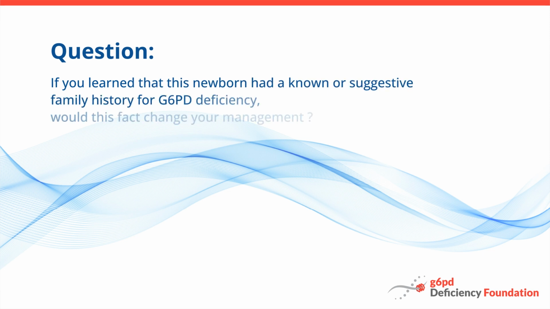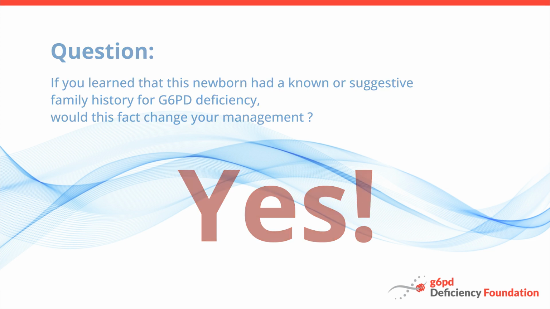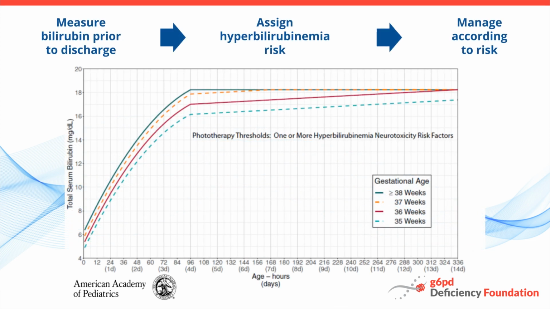If you learn that this newborn has a known history or a familial history suggestive of G6PD deficiency, would this change your management of the patient? Yes. Upon further inquiry, the mother of the neonate in the case presented reports a family history of G6PD deficiency.